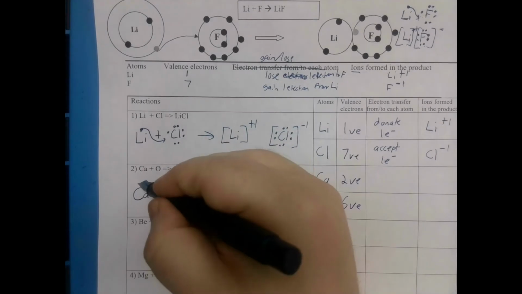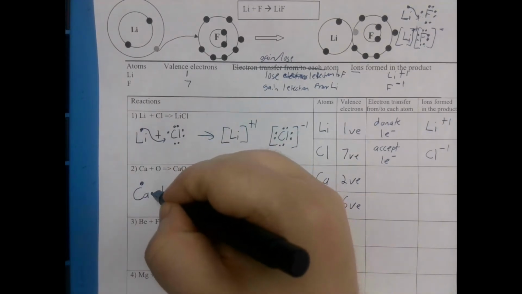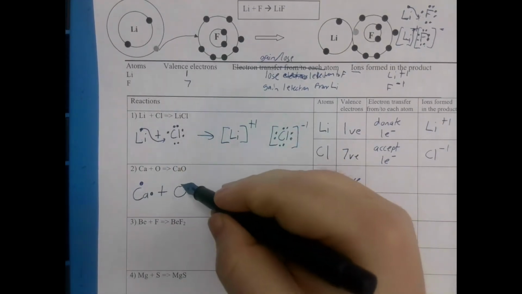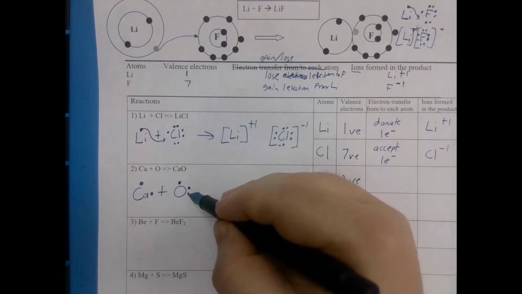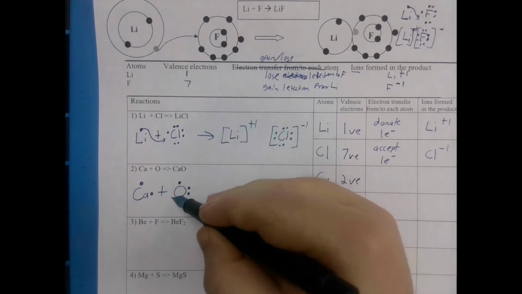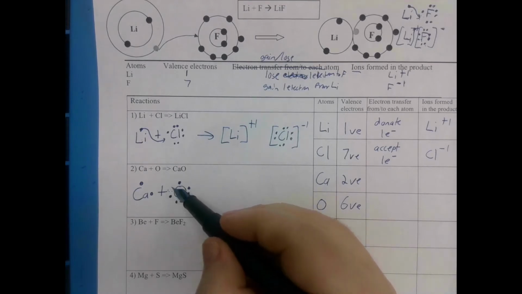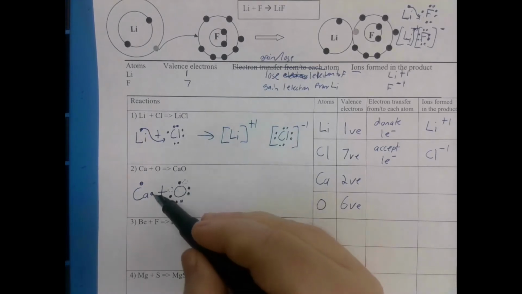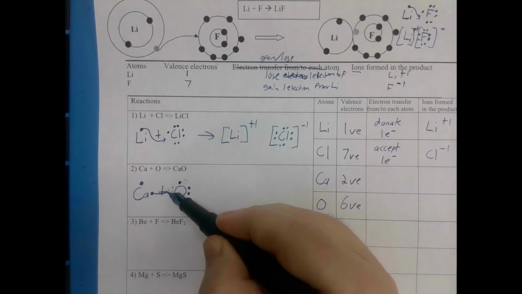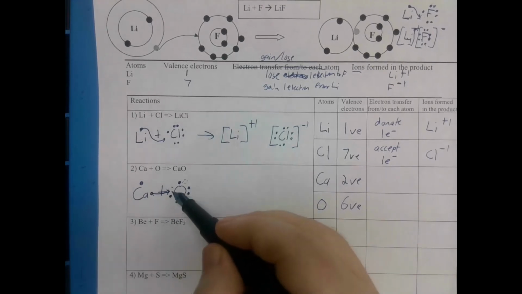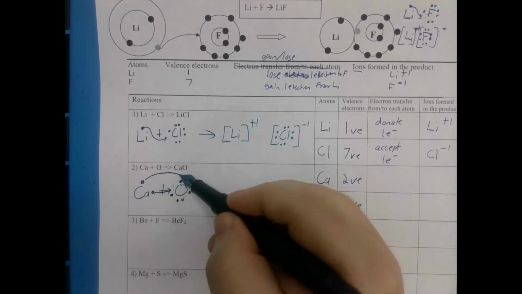So I'm going to put 2 dots around calcium, and I'm going to put six dots around oxygen. And we notice these 2 gaps right here. So calcium is going to give one electron to this spot, and one electron right here.